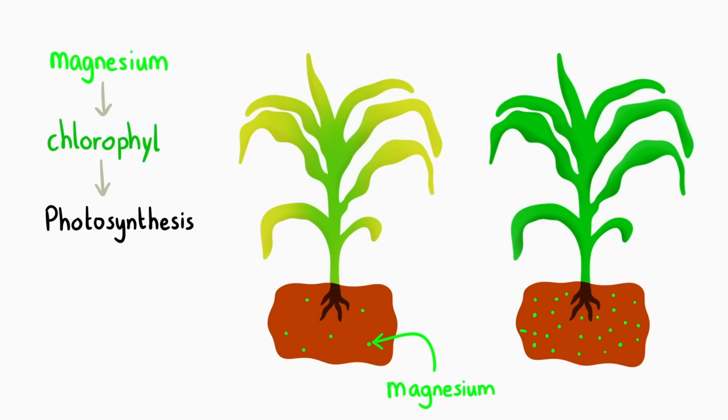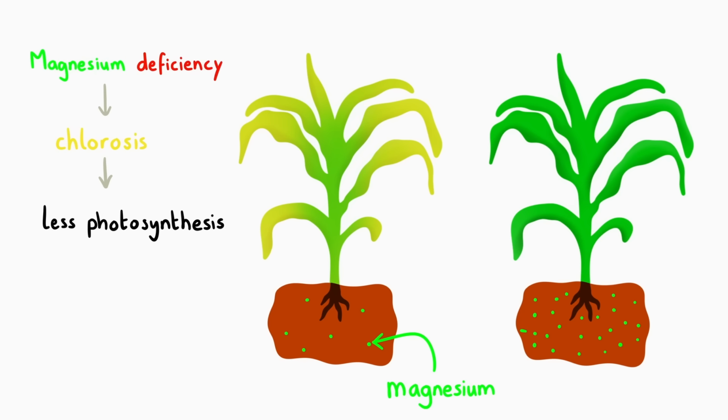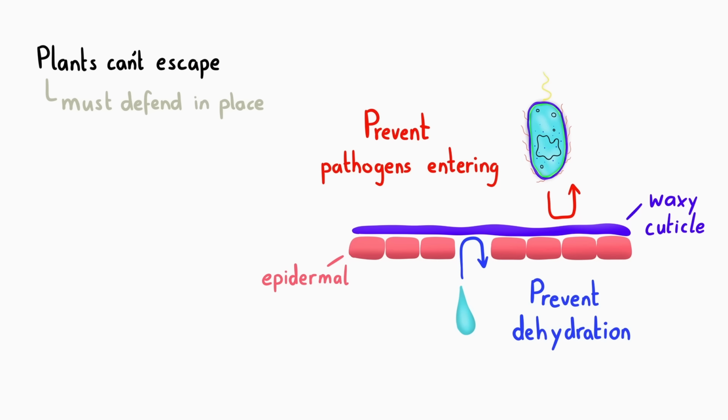Similarly, magnesium ions are essential for making chlorophyll, the green pigment needed for photosynthesis. Plants lacking sufficient magnesium may develop yellow leaves, chlorosis, and have reduced ability to photosynthesize. This yellowing might be confused with symptoms caused by certain pathogens. Now, let's explore how plants defend themselves against pathogens and pests.